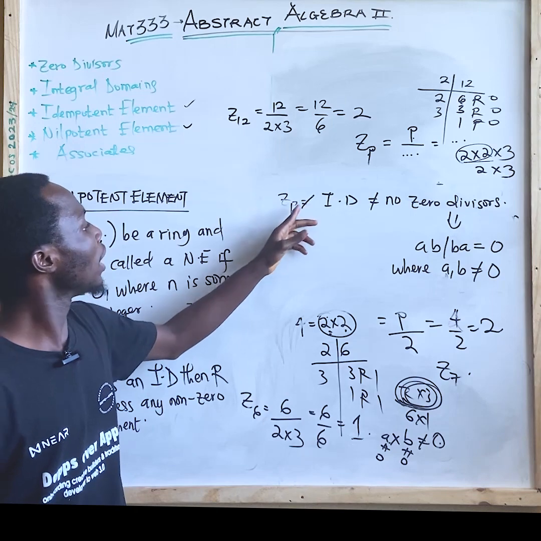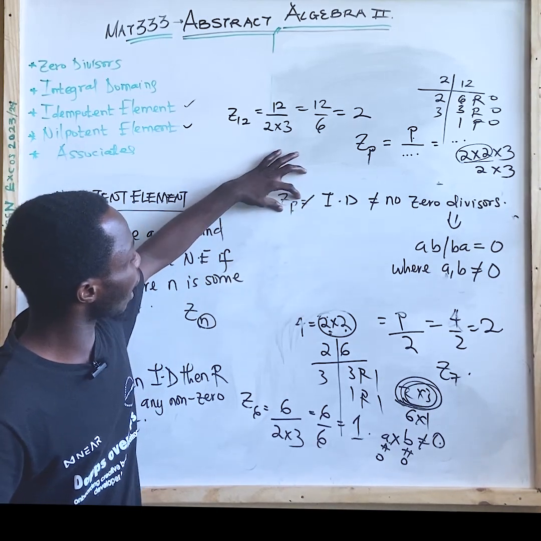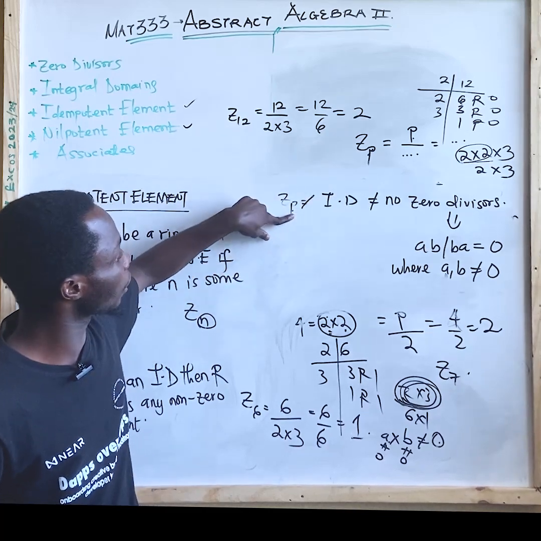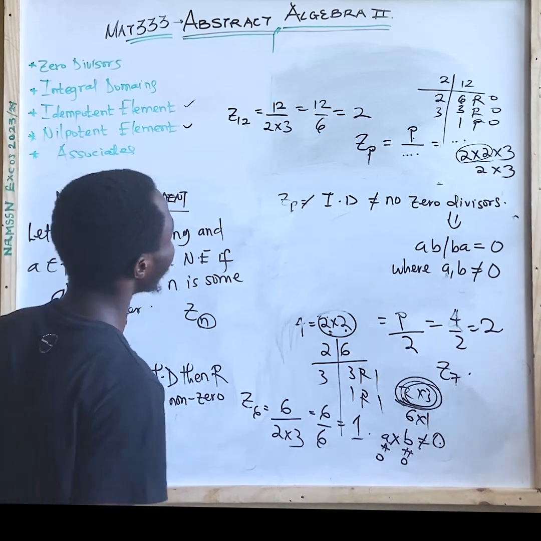That's what this means. So if you are given an integer like this and asked to look for the integral domain, you check this P. If P is prime, it is an integral domain. So I just wanted us to know that.